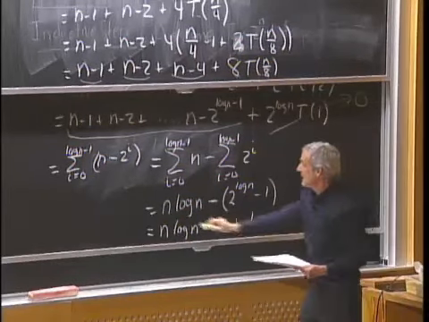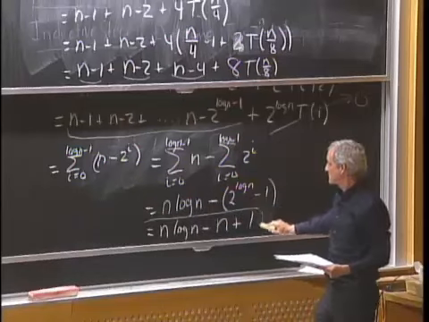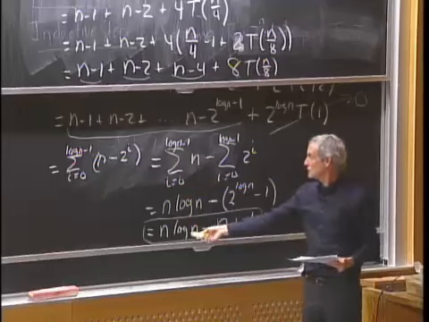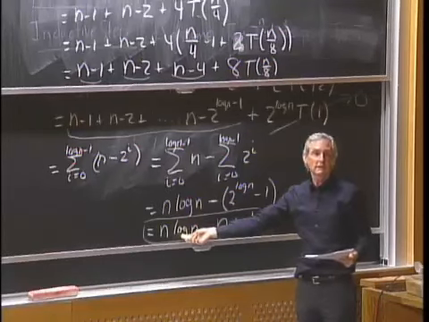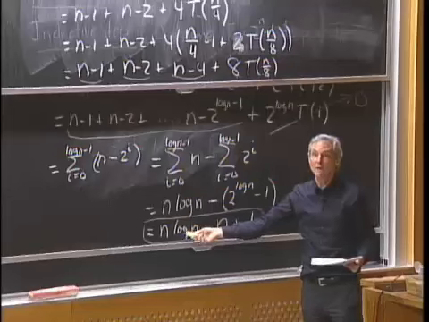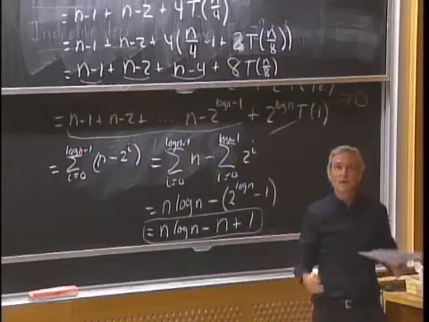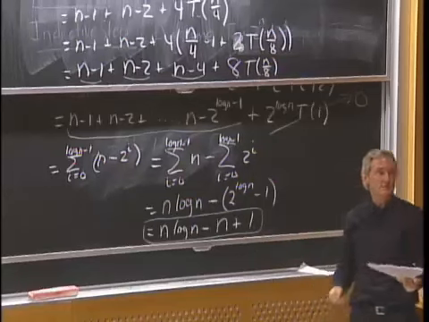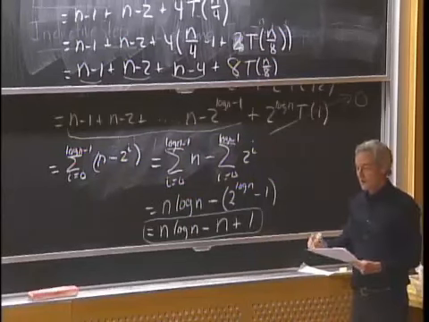OK, so this is the answer. This is how many comparisons are done in merge sort. And the nice thing is, this is growing nearly linearly. It grows as n log n. And that's why this algorithm is used a lot in practice. Much better than comparing every item to every other item, which would be more like n squared steps. All right, so much better than a naive sorting algorithm.